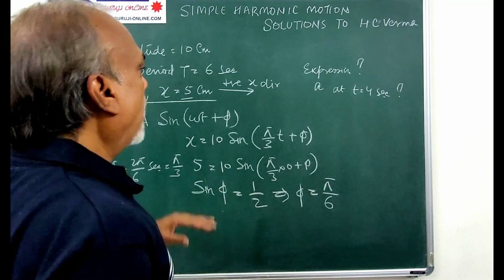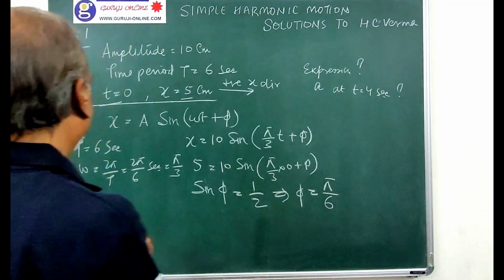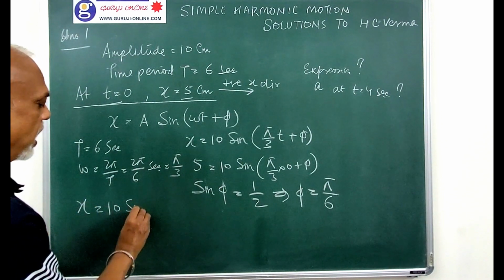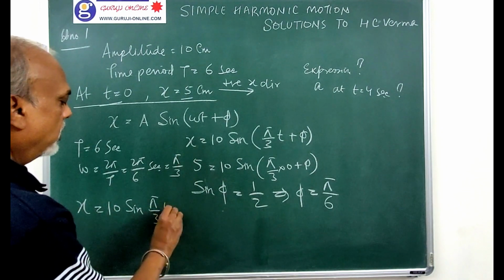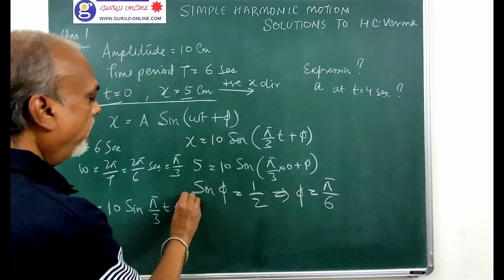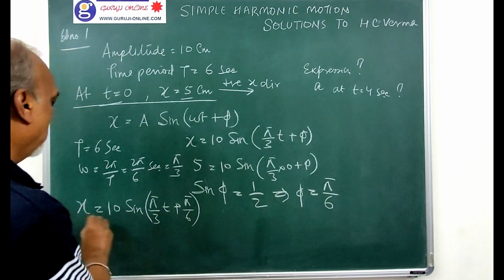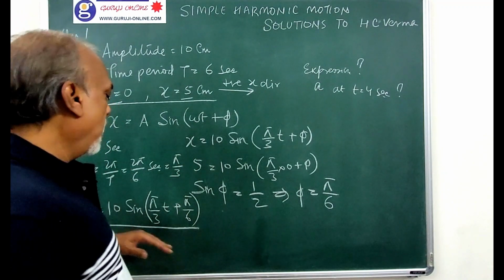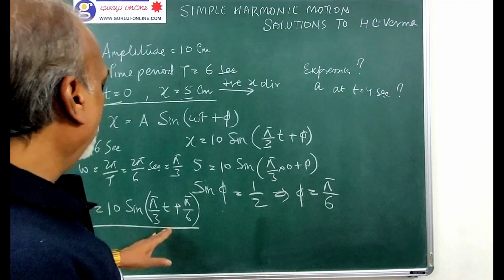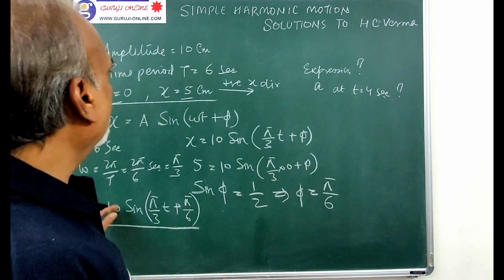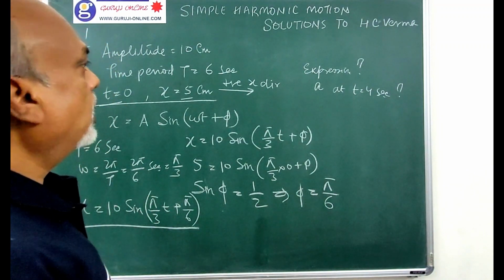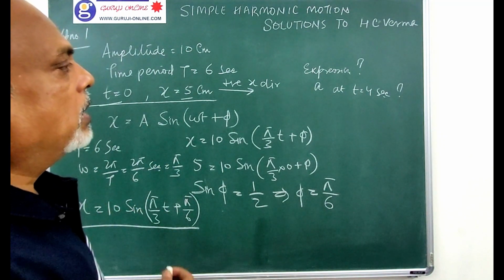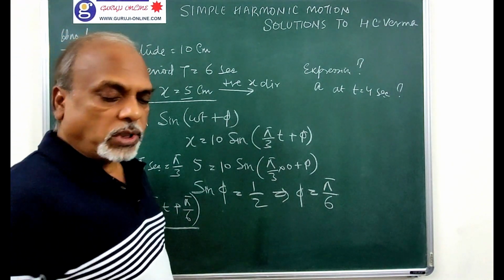So now our general expression, as we have seen, that will be x is equal to 10 sine of pi by 3 t plus pi by 6. This is the expression for the displacement of the to and fro simple harmonic motion. Now another thing it has asked, acceleration at t is equal to 4 seconds.